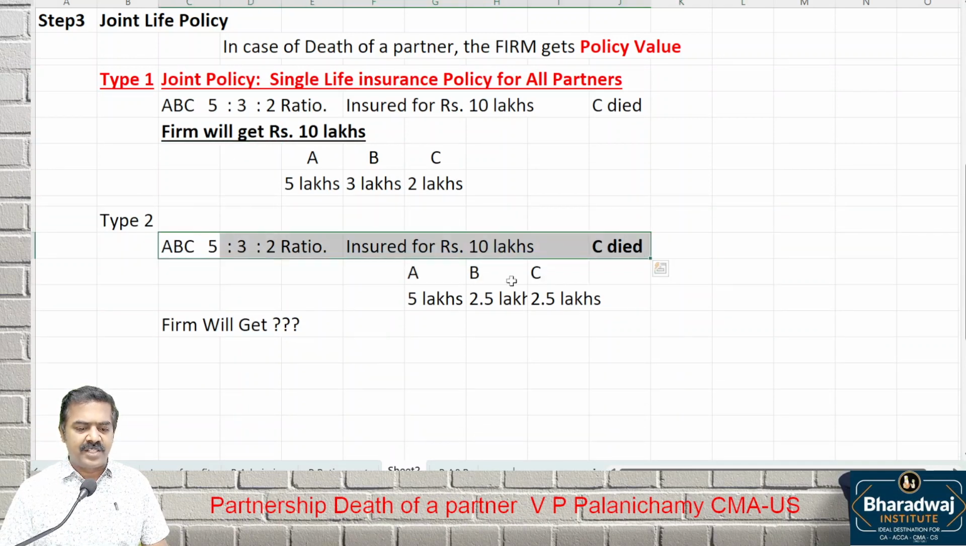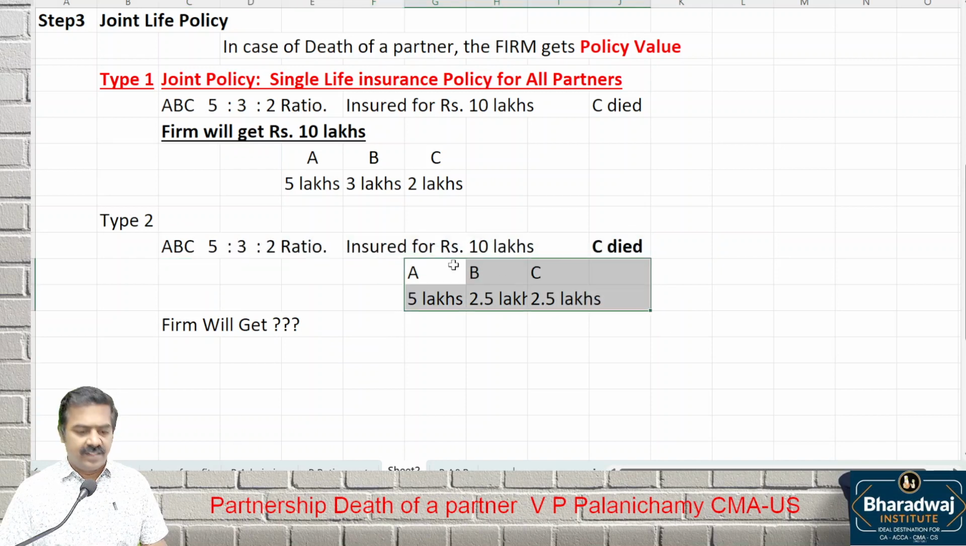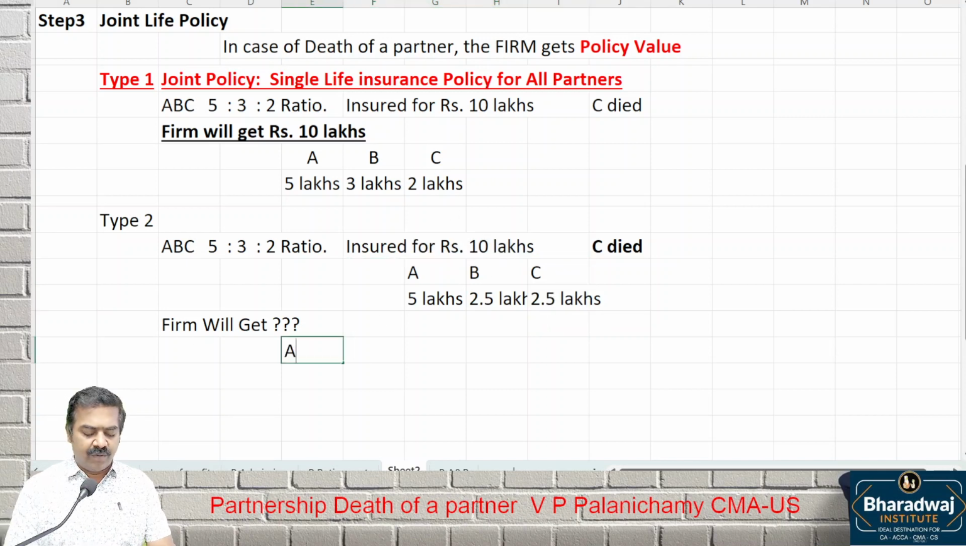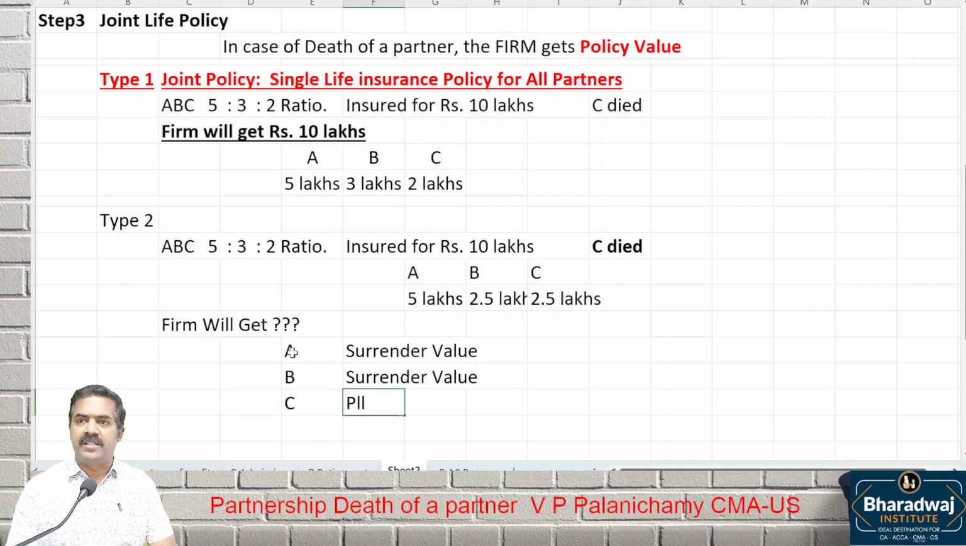C died. Is it a joint policy or several policy? A 5 lakhs, B 2.5 lakhs, C 2.5 lakhs. Now whether the firm will get the full 10 lakhs? No. The firm will get for A only surrender value. For B also surrender value. For C only what will be received? Policy value.